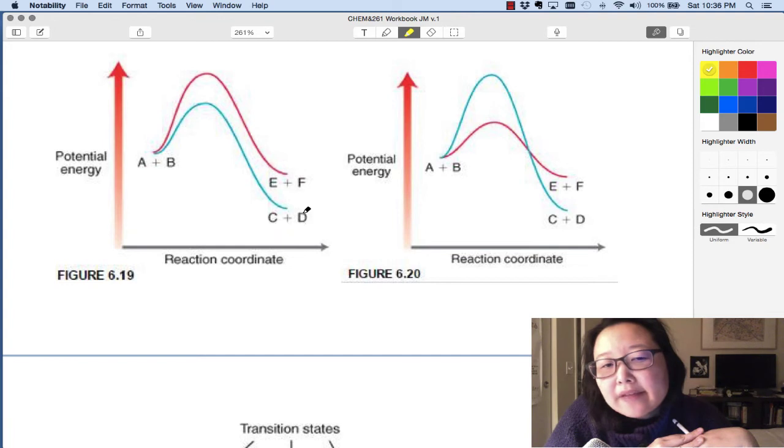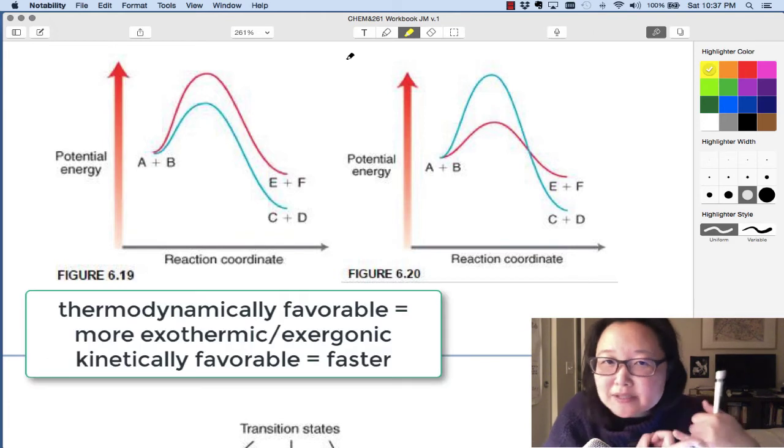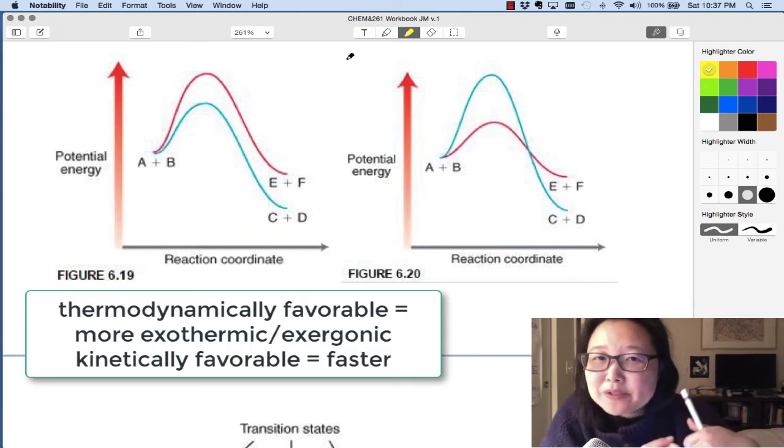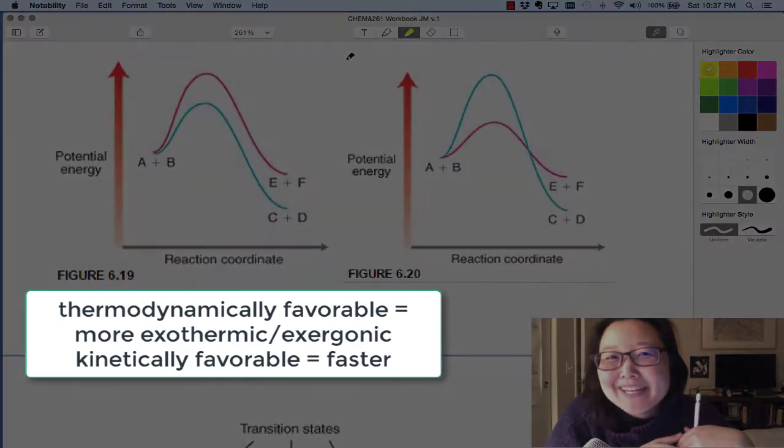And then the other question for you is which process will be faster, making E and F or making C and D? And for now, since this is potential energy, let's go ahead and say delta H is approximately delta G. And let's do that for both of these. Answer the question, which is thermodynamically more favorable and which one is more kinetically favorable? Go ahead and think about that for a minute.